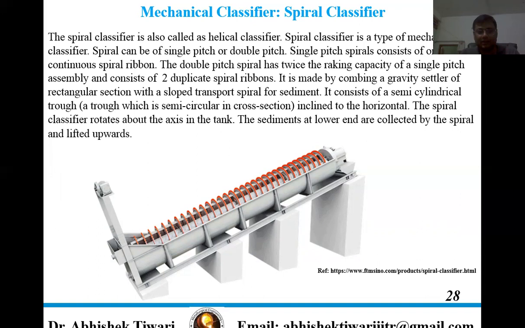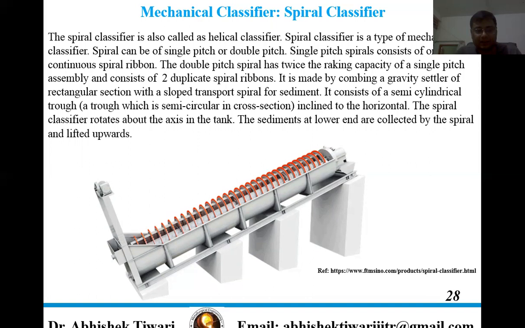It is made by combining a gravity settler of a rectangular section with a sloped transport spiral for sediment. It consists of a semi-cylindrical trough, a trough which is semicircular. You can see here this semicircular trough in the figure, and it is inclined to the horizontal. The spiral rotates about its axis in the tank, and the sediments at the lower end are collected by the spiral and lifted upwards.